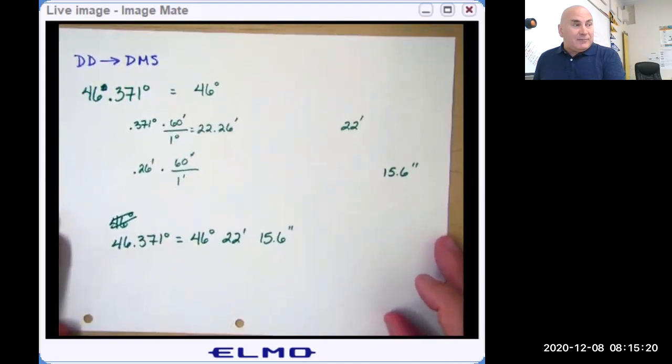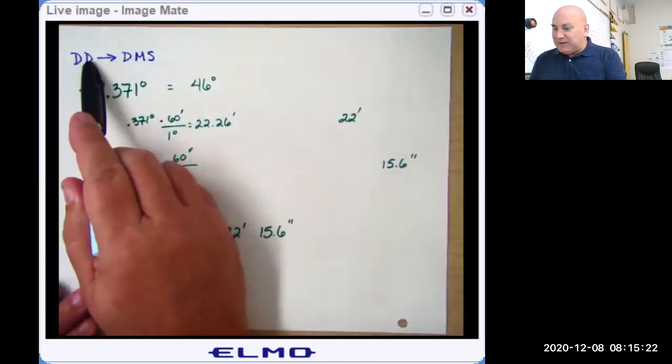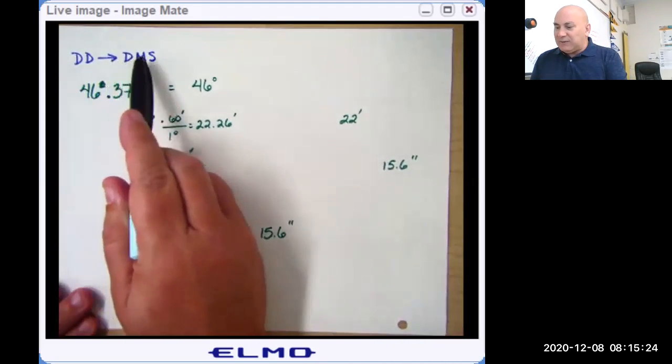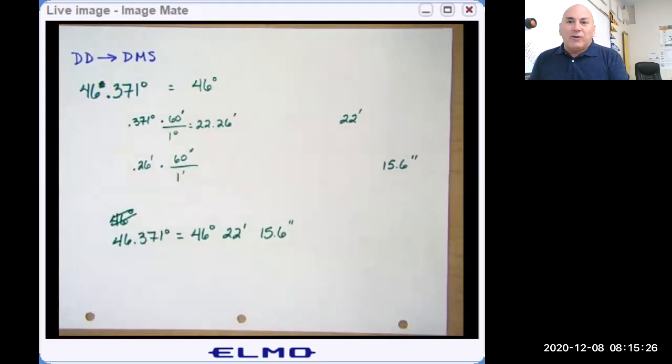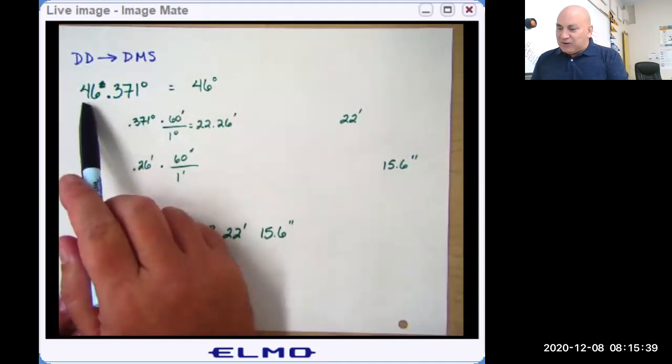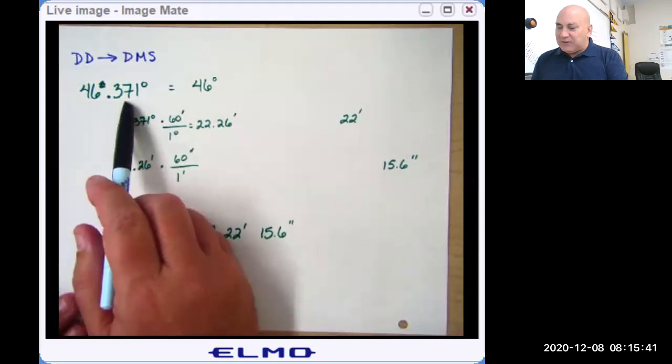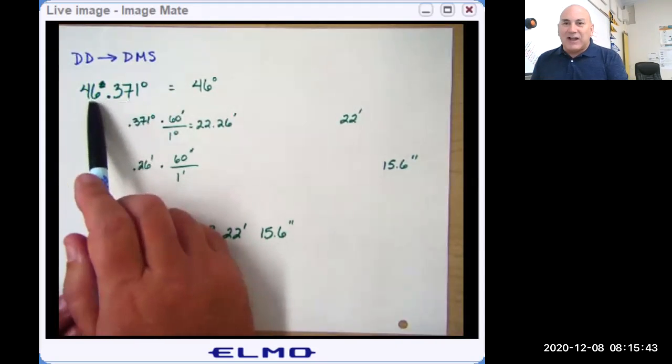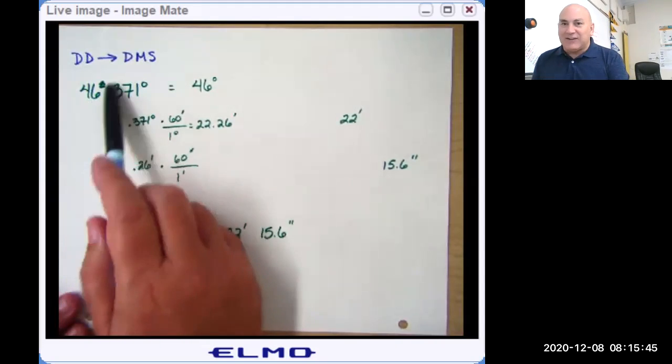So let's convert decimal degrees to degrees, minutes, and seconds. Where do we see degrees, minutes, and seconds? You often see it on GPS. Sometimes you can set a GPS for decimal degrees. Sometimes you can set it for degrees, minutes, and seconds. So let's say we are measuring something and it's 46.371 degrees. Well, it's got to be 46 degrees and something.